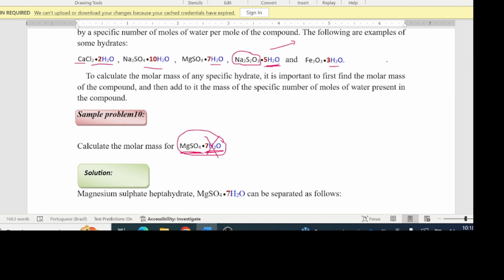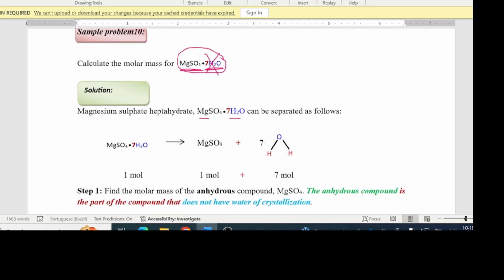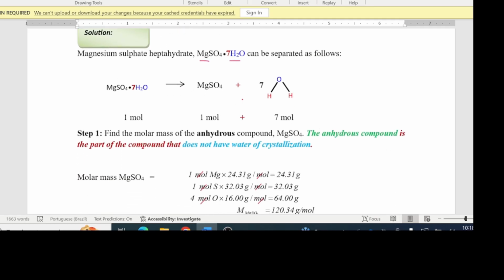So in normal circumstances, they show you the formula here. You have to find the molar mass for this, and then add 7 moles of water to that, and everybody should know how to do that, right? So we're showing you here how you have this guy here, 1 mole of that guy there, with 7 moles of water. So find the molar mass of this one first. You should know how to do that.